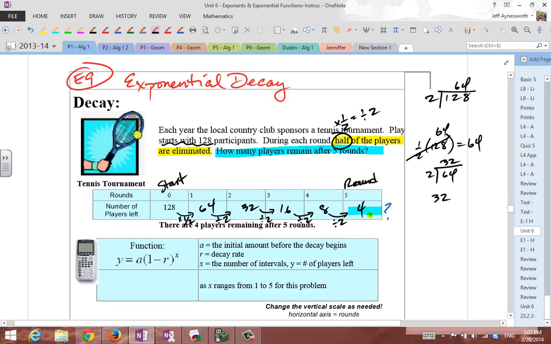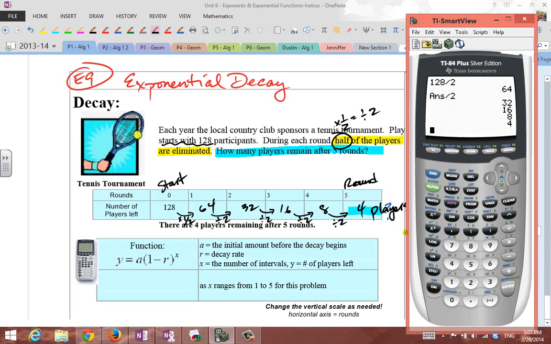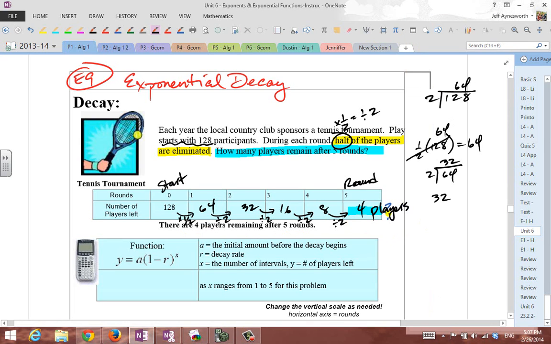All right, and this is the number of players, 4 players. So go ahead and label that. Round 5, there's 4 players left. All right, and that's what I said down here too. Okay, so you can use the technology if you need to, or you can just do it by yourself.